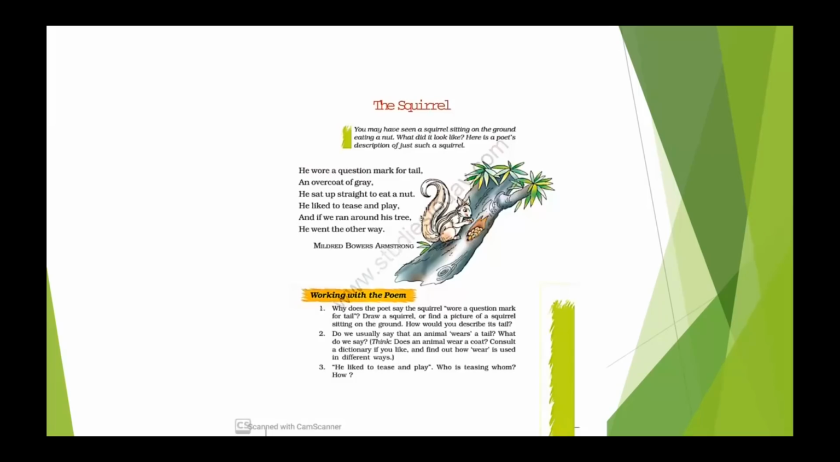So let's find out the rhyme scheme of the poem The Squirrel. He wore a question mark for tail, an overcoat of grey. He sat up straight to eat a nut. He liked to tease and play. And if we ran around his tree, he went the other way. Let's find out the rhyme scheme of this poem.